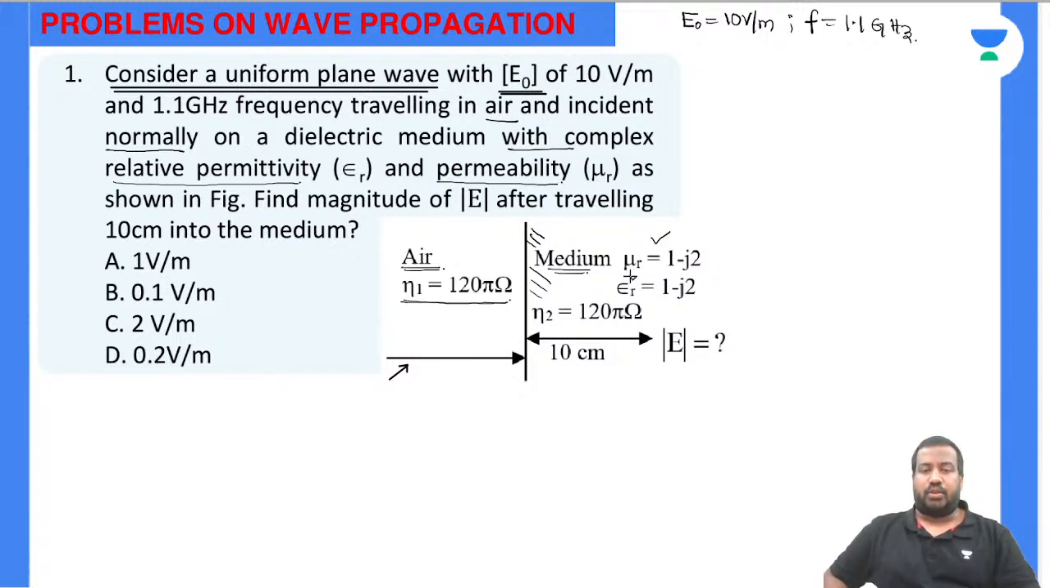Mu r, epsilon r both are complex. It is incident on this medium. Eta 2 is also given 120 pi. Can anyone tell me why? This is a medium, no? Eta must vary. But you are given 120 pi for this also. 120 pi or 377 ohm is for free space. But why are you given 120 pi here? Can anyone tell me?